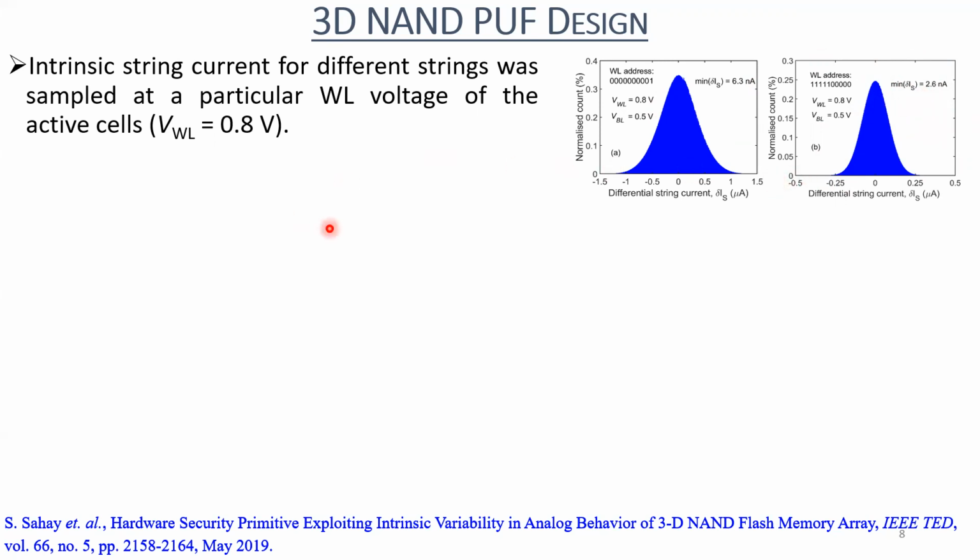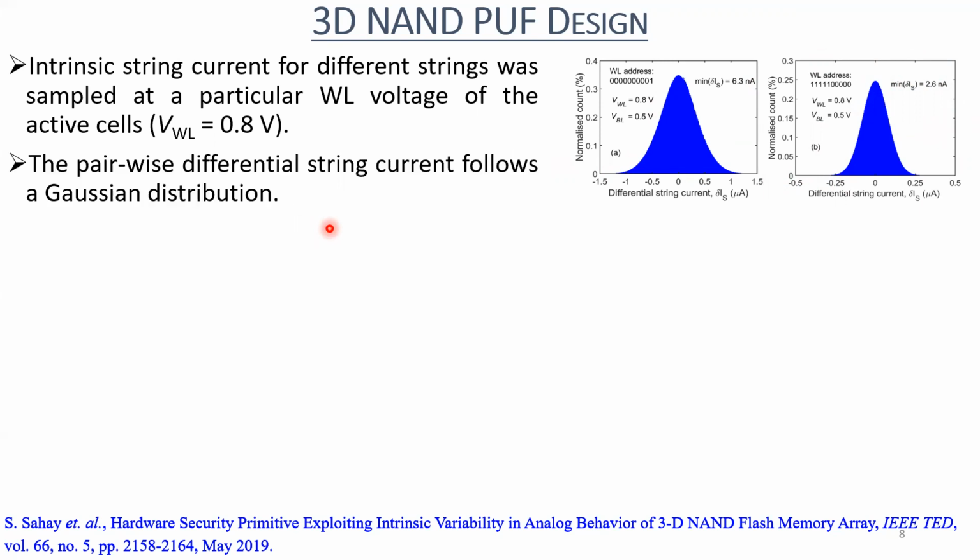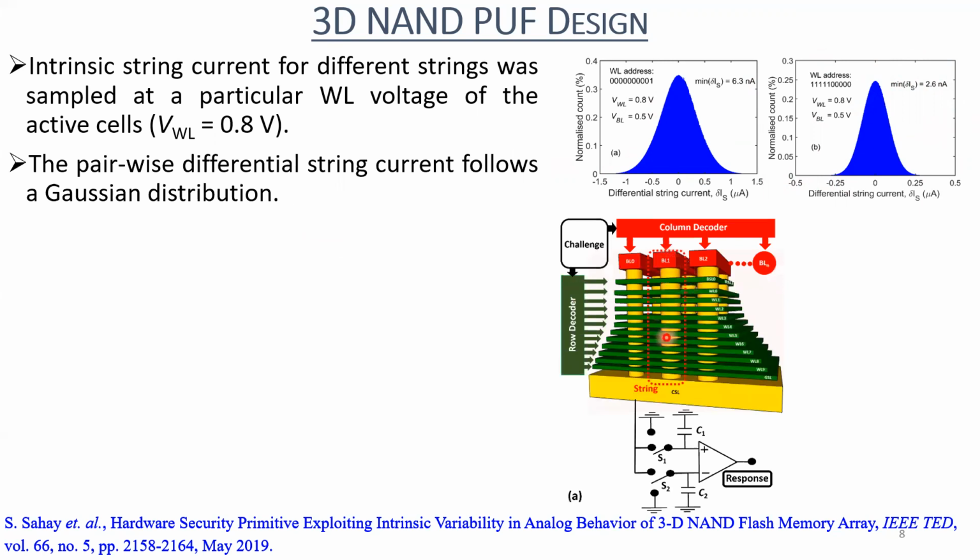Since the string current is following a Gaussian distribution, one way to design a PUF is simply to take two different strings, compare their currents, and then generate a response bit. So what would be the challenge? The challenge would be first the row address, that is the word line address, how many cells we are probing, and that I can concatenate with the column decoder address. The column decoder address will simply give the column address of the two strings for which I am comparing the current. So the challenge would be the row decoder address, which gives the number of cells I am probing, concatenated with the column addresses of the two strings.